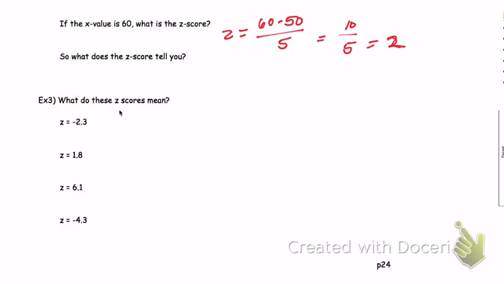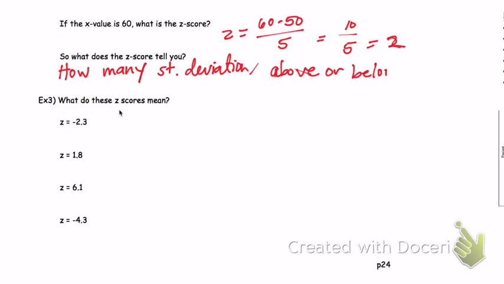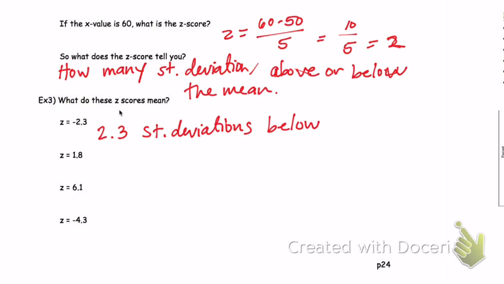So what does the Z-score tell you? The formal definition is how many standard deviations above or below the mean. So if I had a Z-score of -2.3, that would mean that I am 2.3 standard deviations below, because it's negative, the mean.